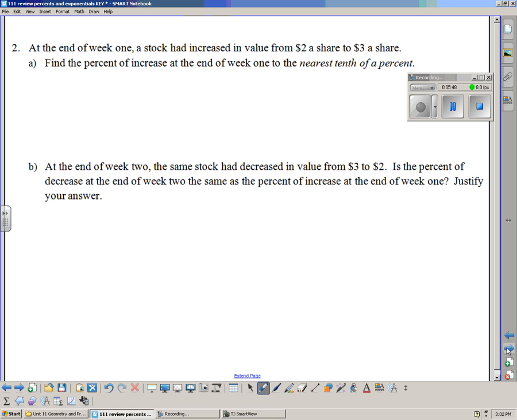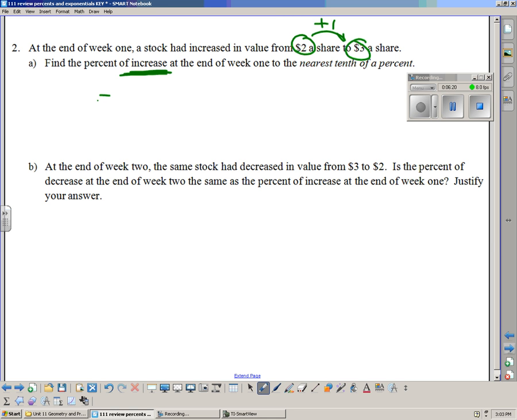All right, number two. Number two says at the end of week one, a stock had increased in value from $2 a share to $3 a share. And A says find the percent of increase at the end of the week to the nearest tenth of a percent. Percent of increase. You're trying to figure out the percent of the increase itself. So if I go from $2 a share to $3 a share, we've increased by $1. So when I do my percent, I want to find the percent.